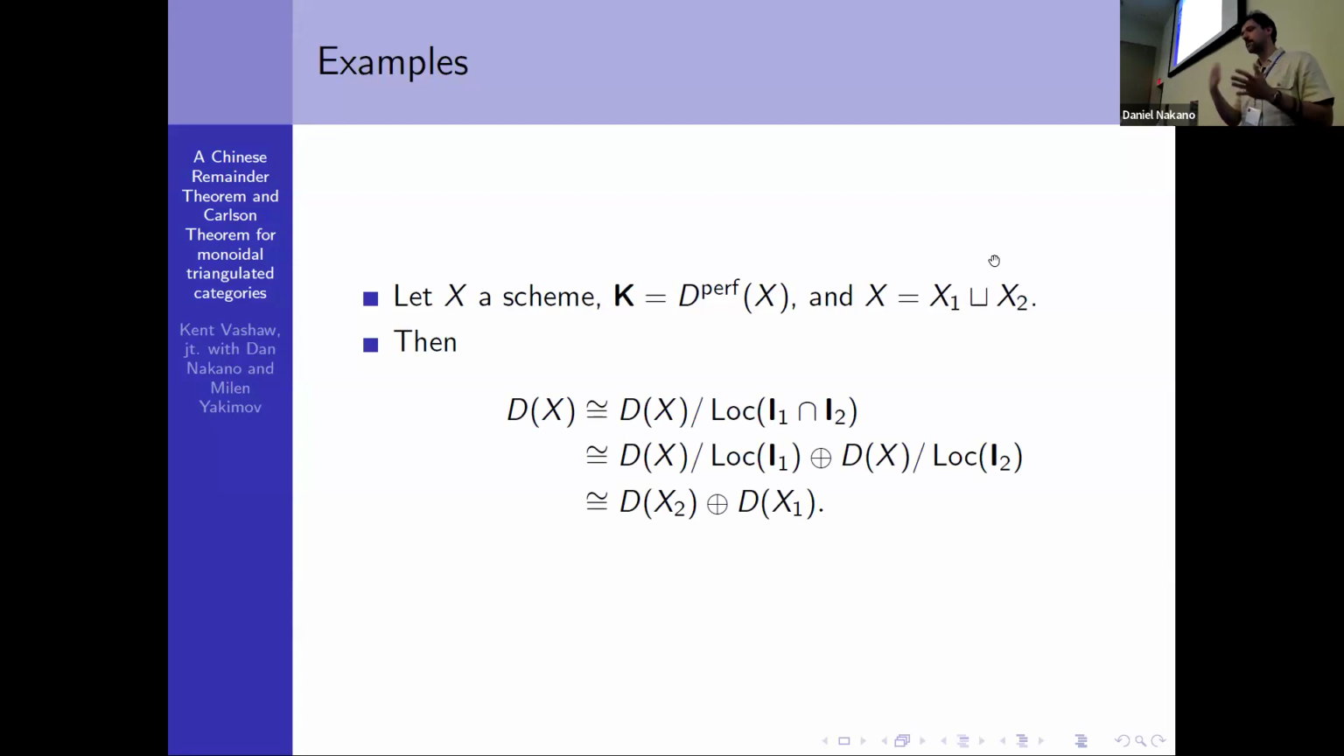So we can write D of X as D of X quotient by the localizing category generated by the intersection. And the Chinese remainder theorem says this is the same thing as D of X quotient by loc I1 plus D of X quotient by loc I2. And then a classic result of Thomason is that D of X quotient by loc I1 is the same thing as D of X2, and D of X quotient by loc I2 is the same thing as D of X1. So this straightforward fact that D of X decomposes as this direct sum, we can recover. It falls straight out of the Chinese remainder theorem as well.